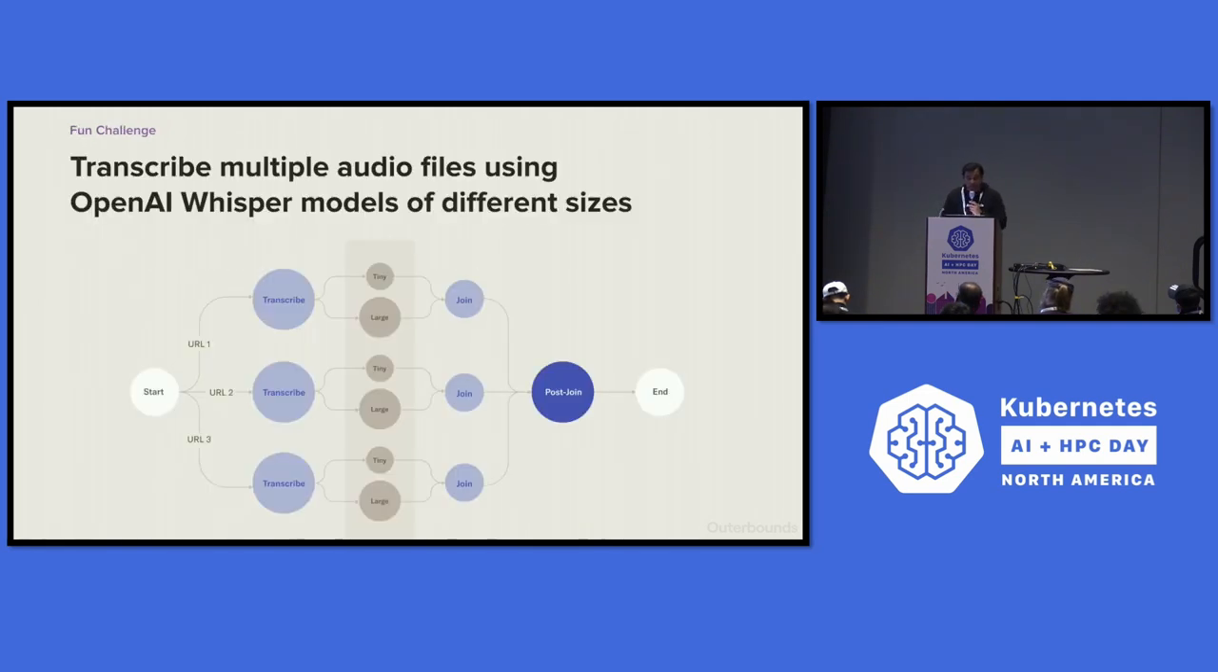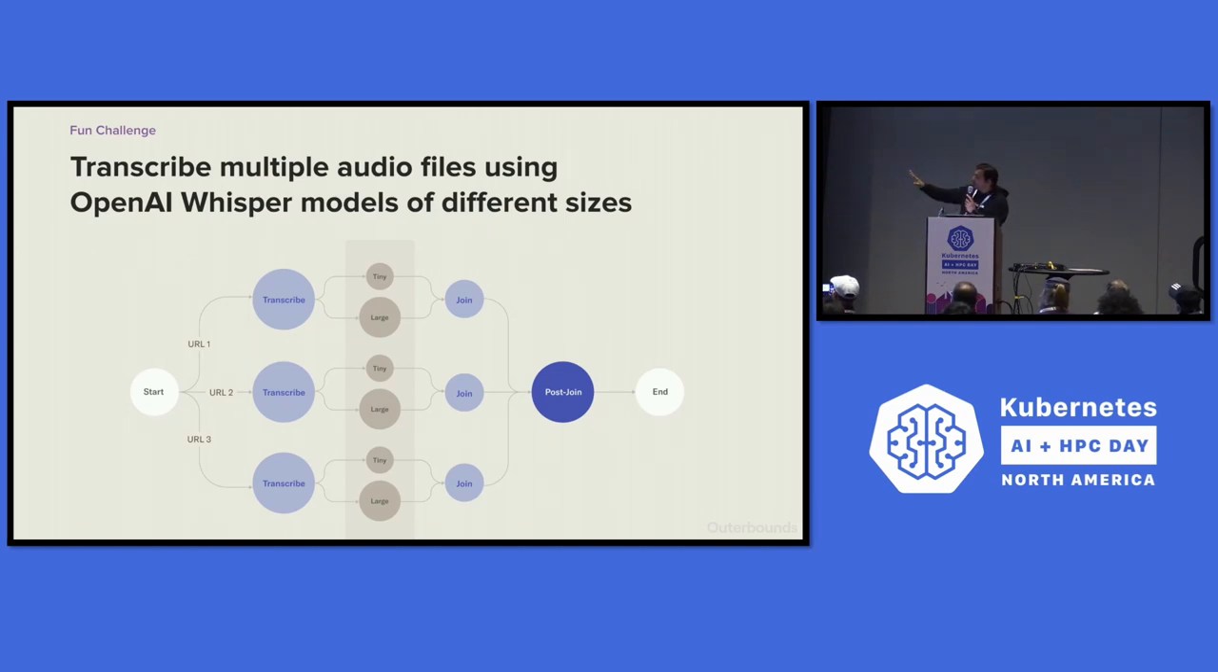So we came up with this fun challenge. Metaflow says that you can do all these cool DAG-related interesting things using just Python APIs, and Whisper is a model that can do transcription with multiple sizes. Can we do something like this?